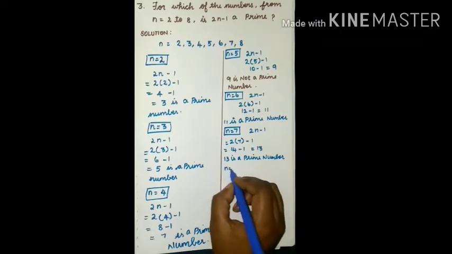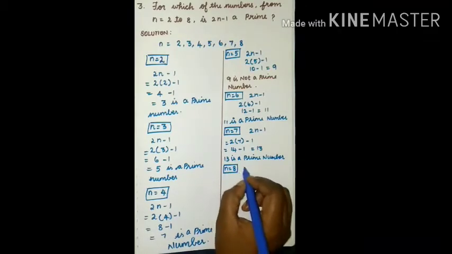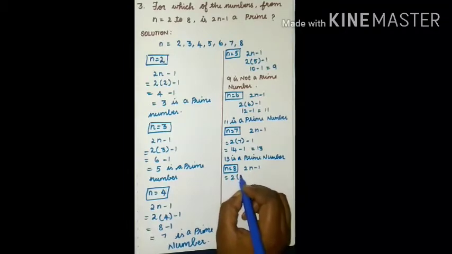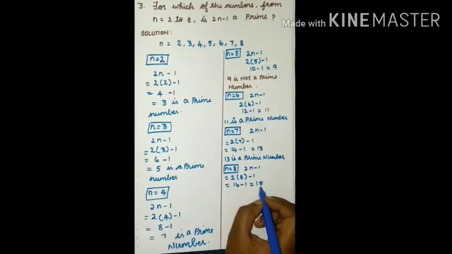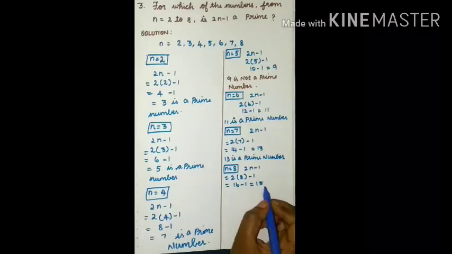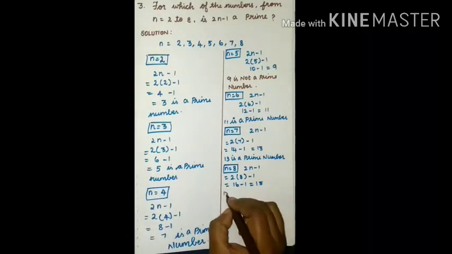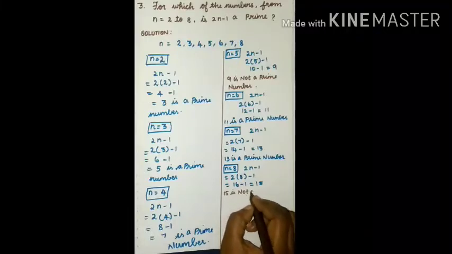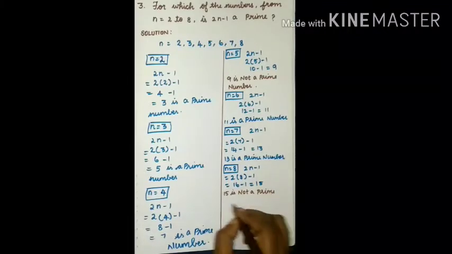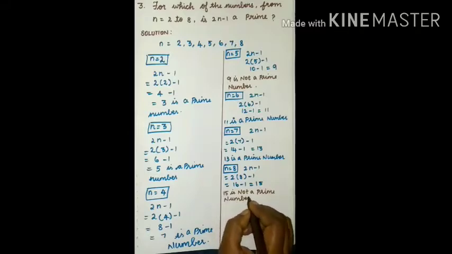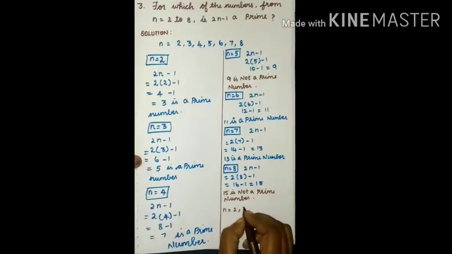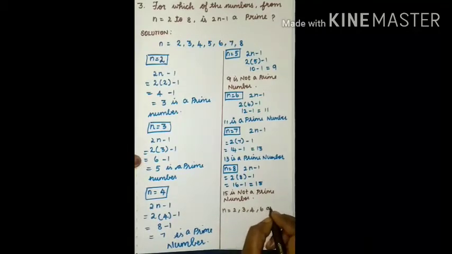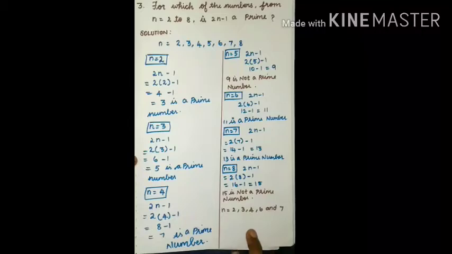And then substitute n value as 8: 2n minus 1 is 2 into 8 minus 1. 2 8s are 16 minus 1 equals 15. 15 is not a prime number because it has more than 2 factors. So 15 is not a prime number. So while substituting n equal to 2, 3, 4, 6 and 7, we get the answer as a prime number only.